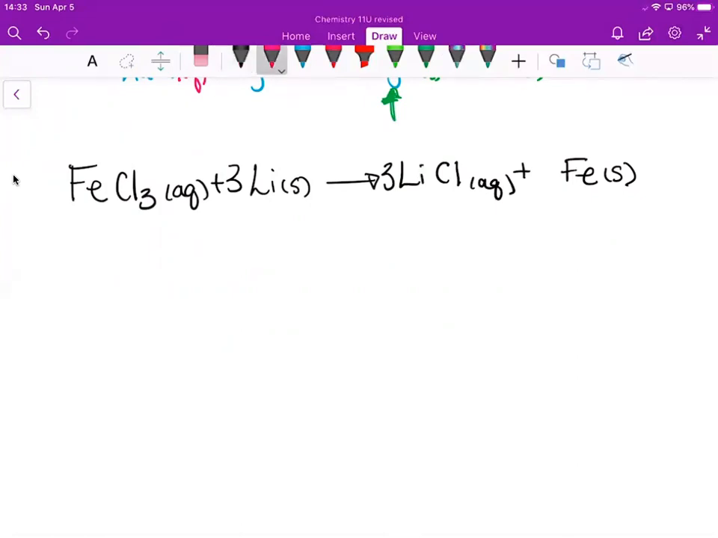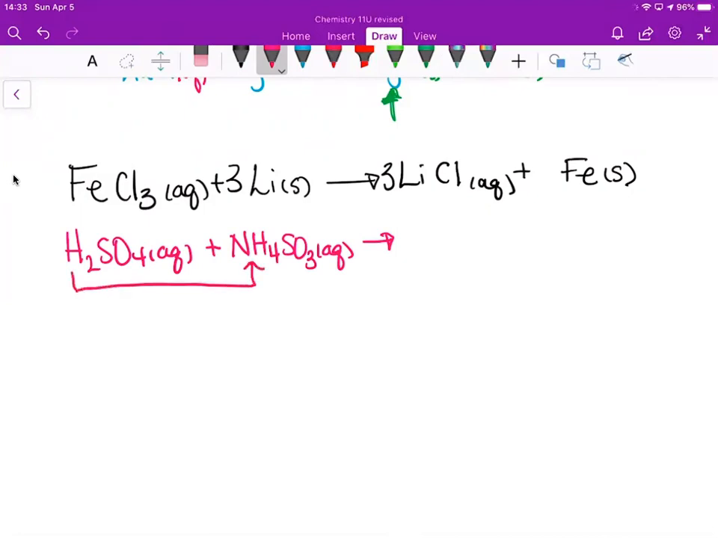All right, let's try a more complicated one. Let's do sulfuric acid with ammonium sulfite. So when we have a double displacement reaction here, it's the cation displacing the cation. And so the first product I'm going to have is ammonium sulfate. And if you remember from rule number 1, every ammonium compound is going to be aqueous.